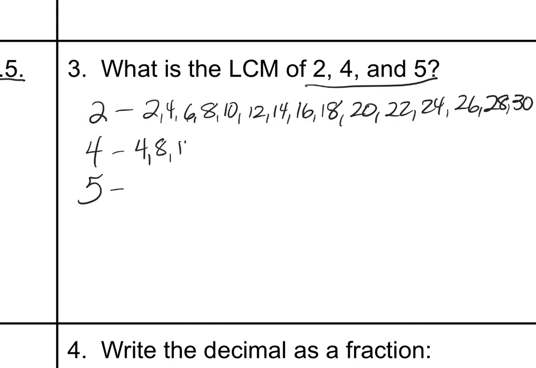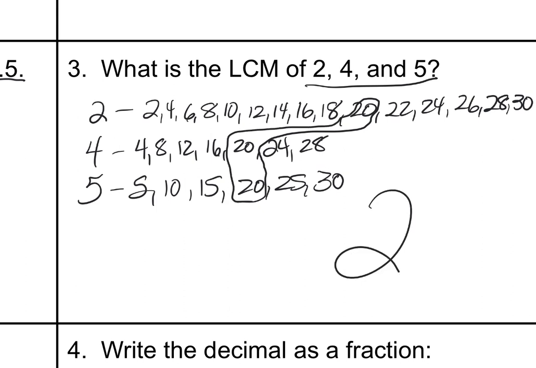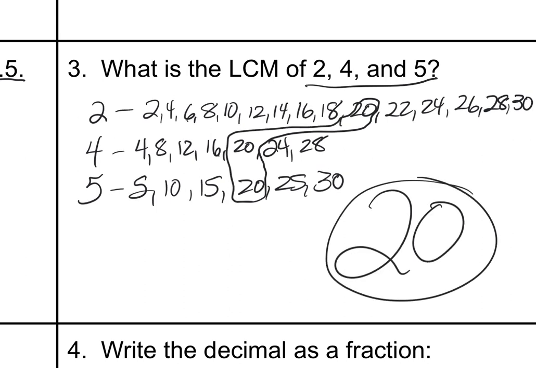4, 8, 12, 16, 20, 24, 28. 5, 10, that's a horrible 5, 15, 20, 25, 30. And I think, if I'm not mistaken, 20 is going to be our least common multiple.